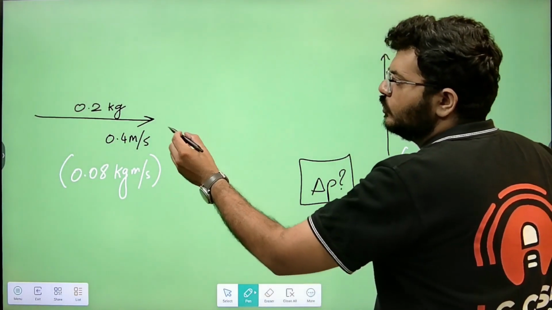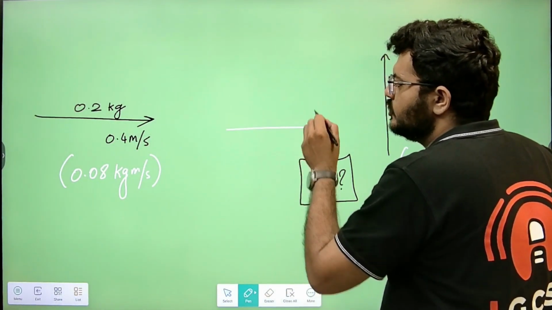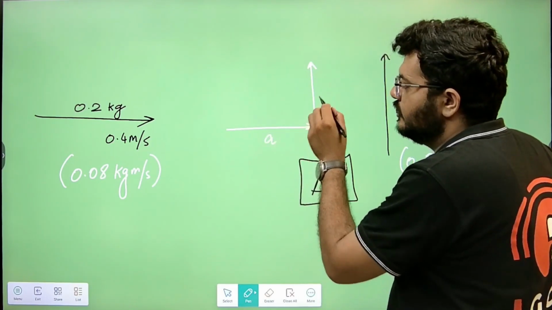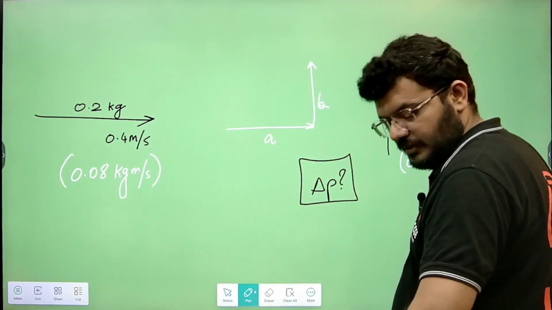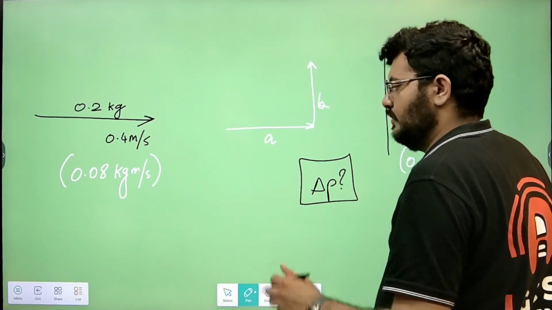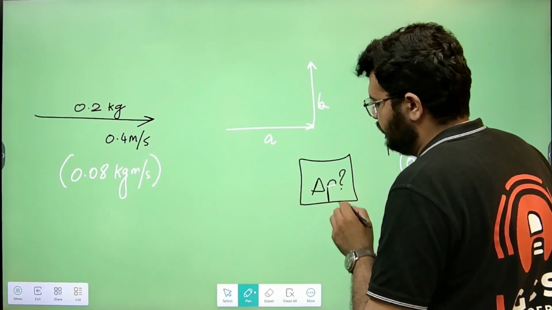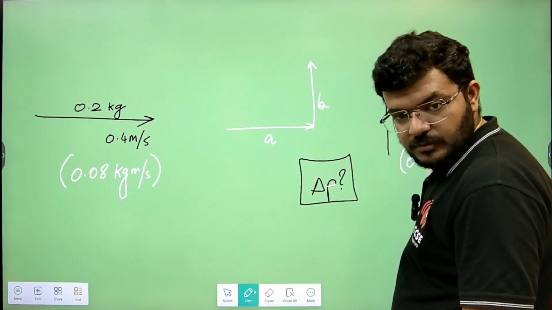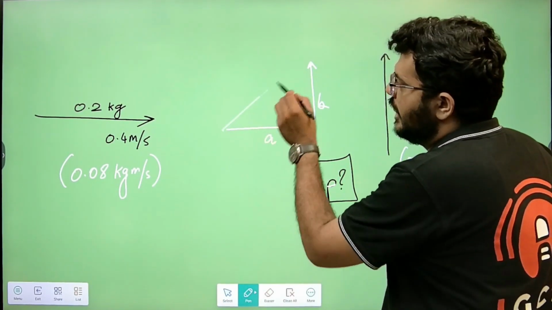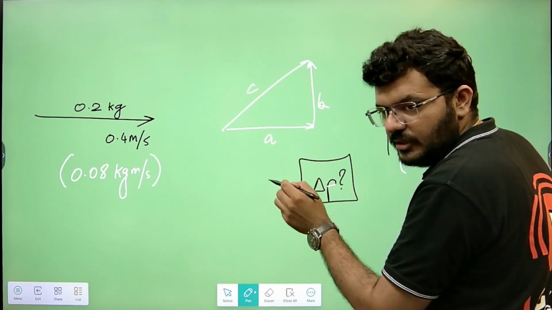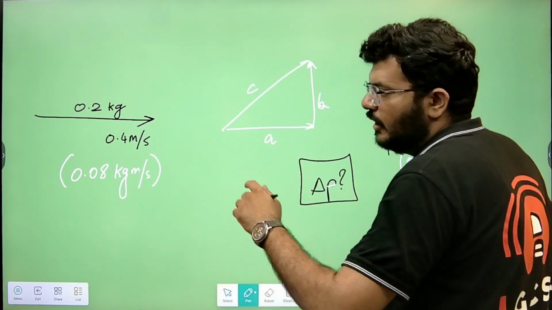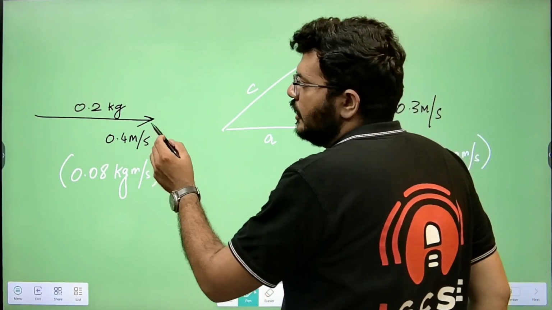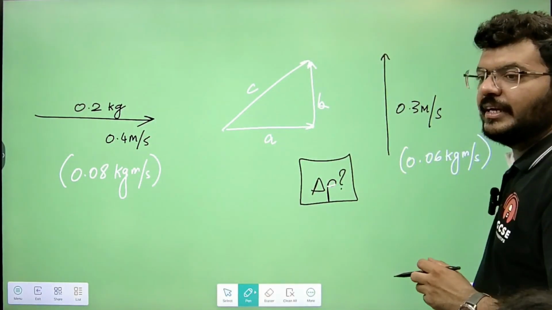Now what you would have to do is join these two vectors, right? This was your vector A and this is your vector B. So you would have to draw here vector C. See, when can you guess that here you had to use Pythagoras? Because the vector is changing direction by 90 degrees.